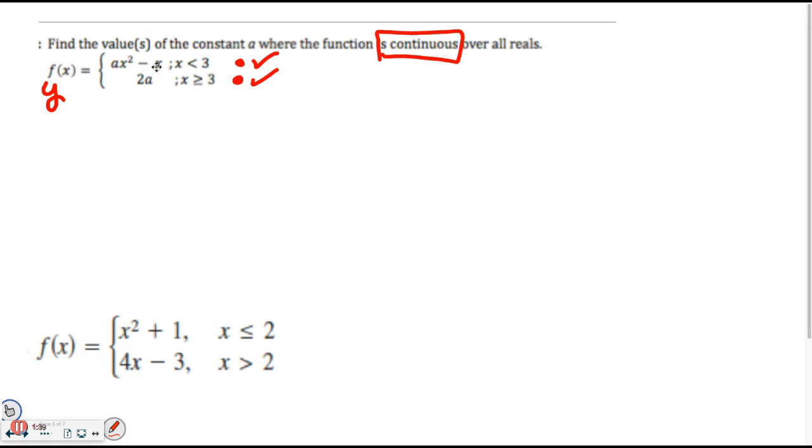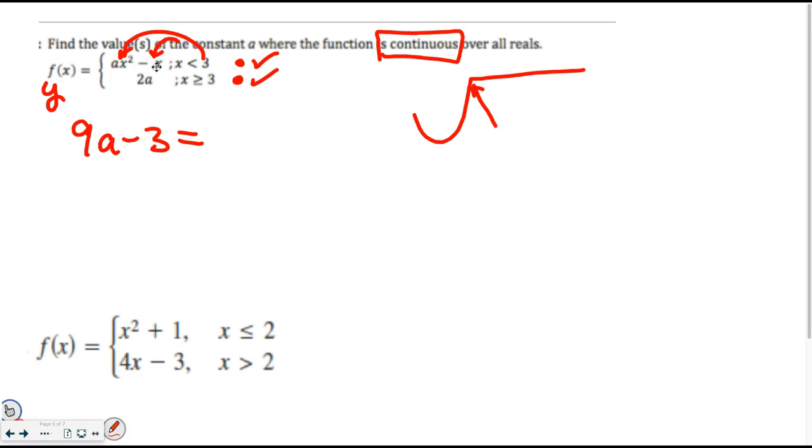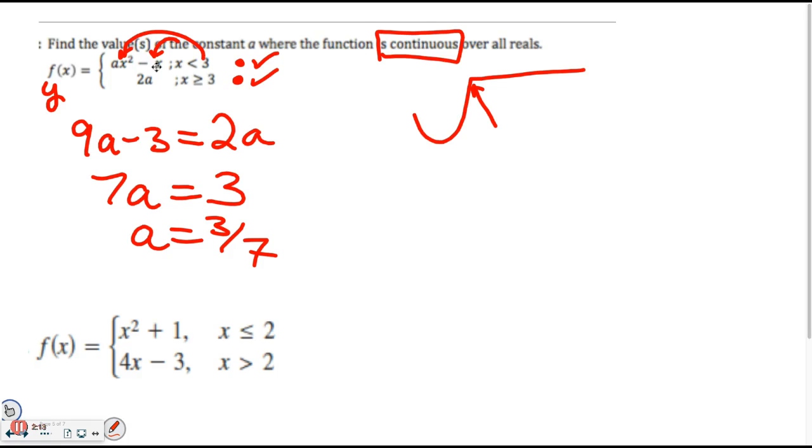For continuity, we just have to make sure that the parabola and the line are at the same height. So for continuity, we just go, okay, let's put a 3 in. That's it for the x. And we say 9a minus 3 equals, and what does it equal? 2a, exactly, 2a. That's it, and then we just solve it. And we'll get 7a equals 3. A would have to be 3/7 in order for it to be continuous. Are we good at what I just did, guys?